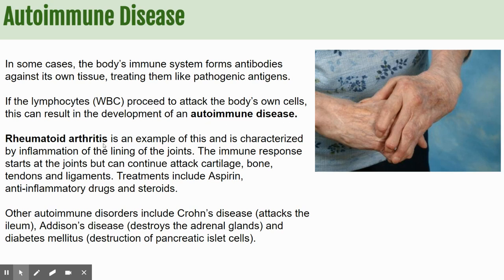Rheumatoid arthritis is a common example of this, and it's characterized by inflammation in the lining of the joints and stiffness and pain in the joint areas. And the immune response starts with the joints, but then it keeps going for cartilage, bone, tendons, and ligaments.